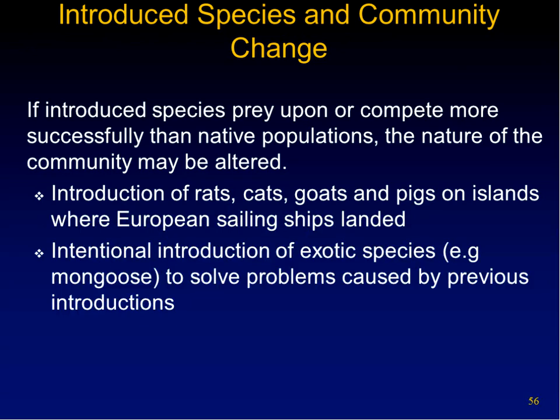So we conclude this lecture with a look at introduced species and community change. If introduced species prey upon or compete more successfully than native populations, then the whole nature of that community may be altered. There are lots of examples of this. The introduction of rats, cats, goats, and pigs on islands occurred where European sailing ships landed. And we've been trying to get control of that with some of our international agreements. There's also intentional introduction of exotic species to try to solve some of these introductions.